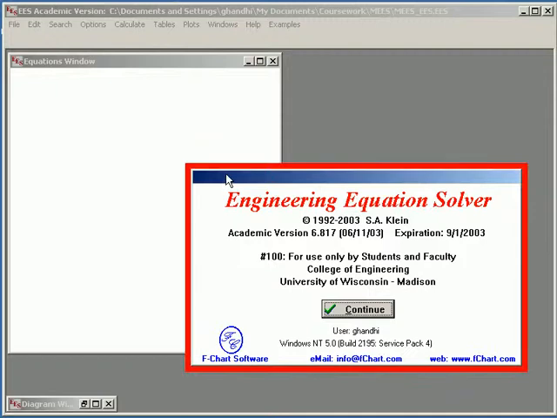The Engineering Equation Solver, better known as EES, is a program that has been developed by Professor Sandy Klein at the University of Wisconsin-Madison. At its heart, EES is an equation solver, and by that I mean that if you give it n equations with n unknowns, EES can give you the solution.